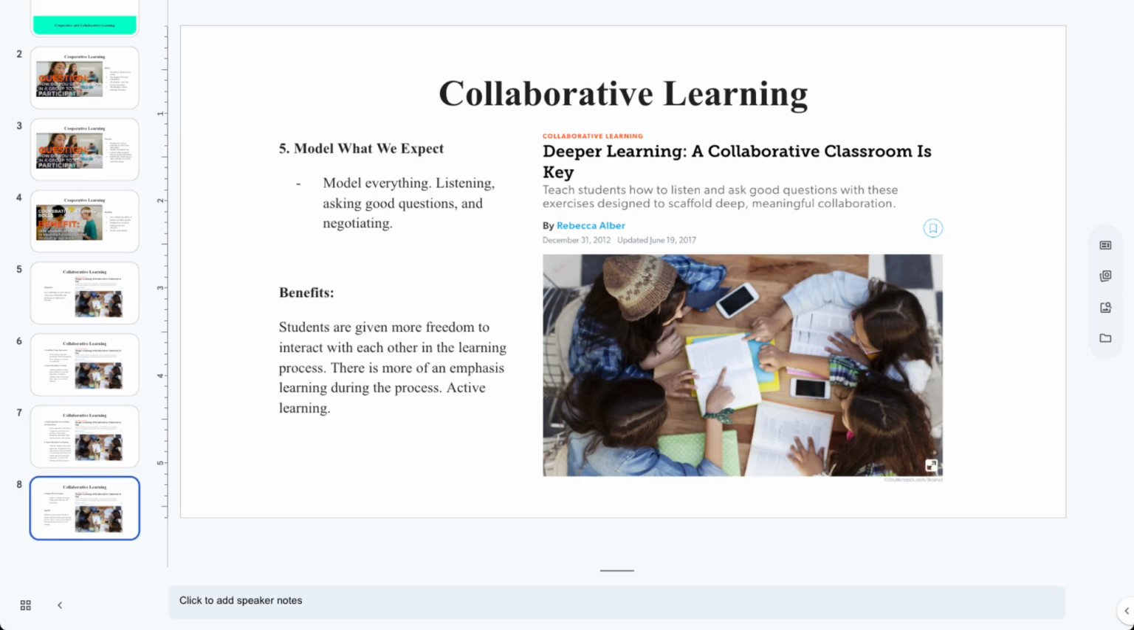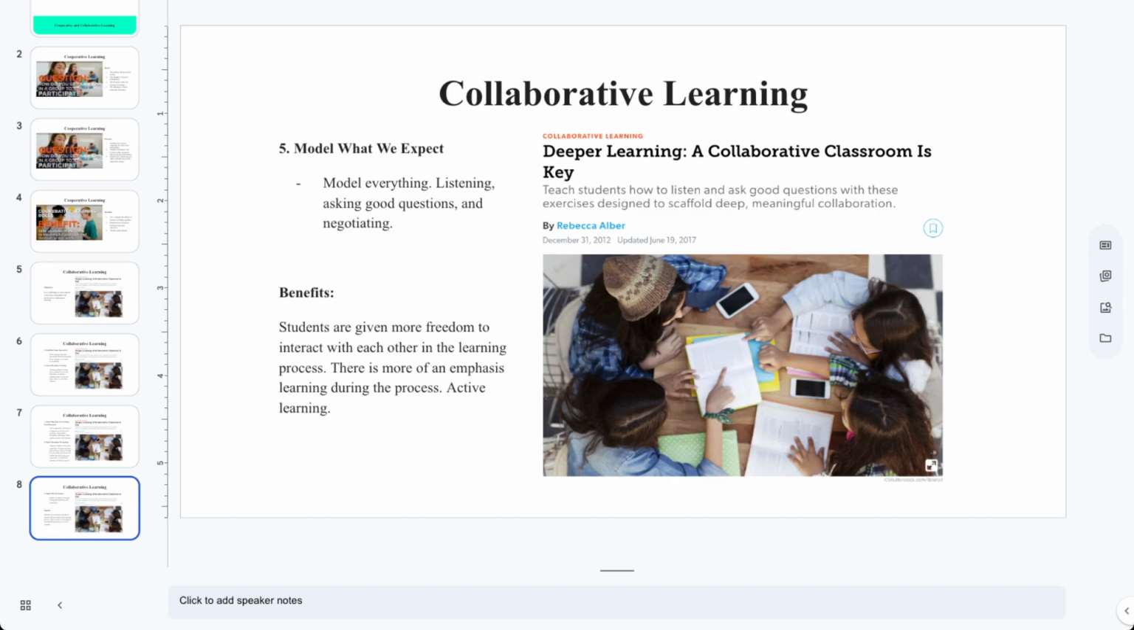And lastly, fifth is model what we expect. So pretty big one in anything in the classroom. If you expect your students to act or behave a certain way, to study a certain way, you as a teacher, it's your job and responsibility to model everything that you want your students to exude and to show.